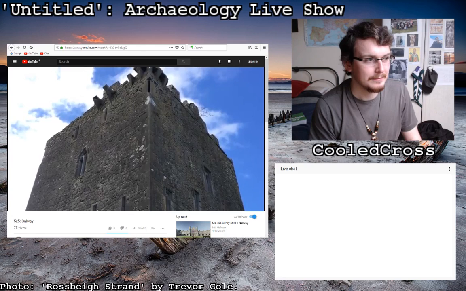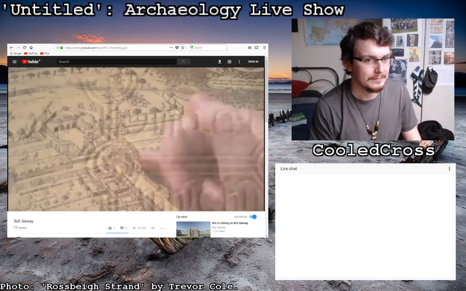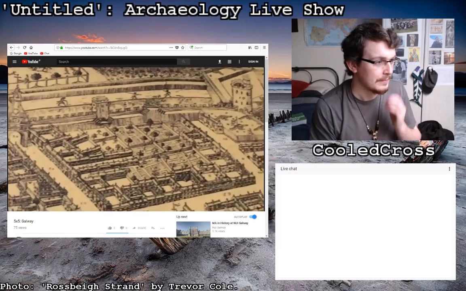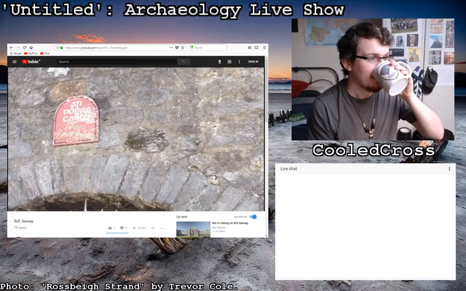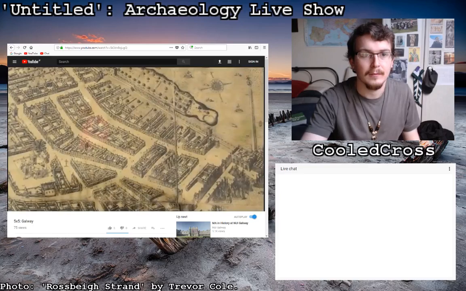After a number of raids by the local Gaelic, they eventually used monies collected from taxes imposed on trade goods to build a wall, starting sometime during the 1270s. So, these arches behind us, the Spanish Arch and the Blind Arch, I can assume where the blind one got its name, but what about the Spanish Arch?